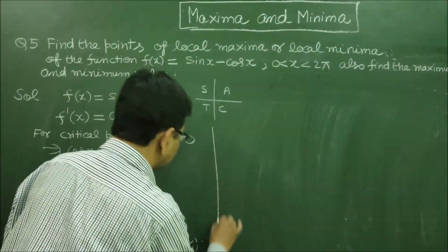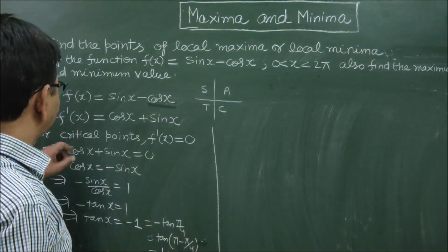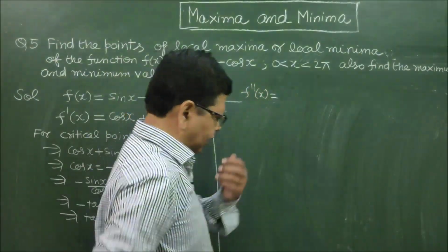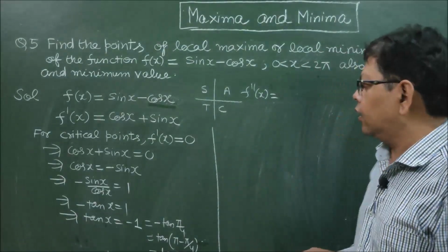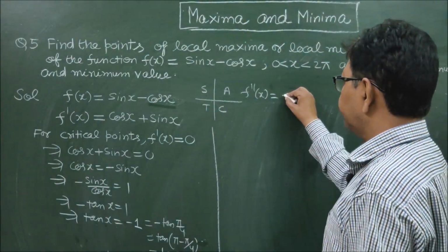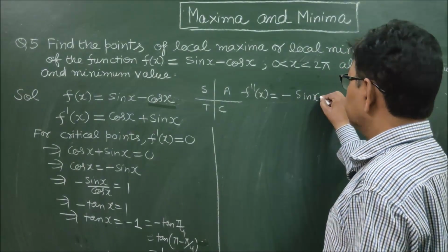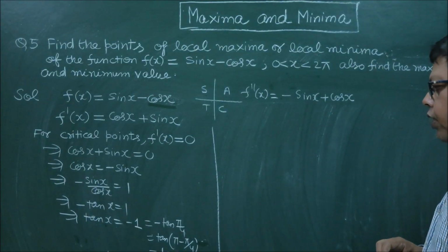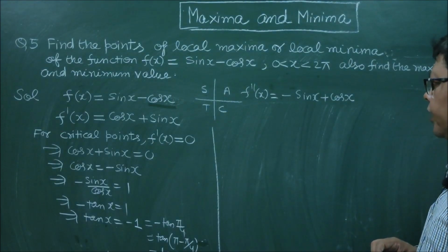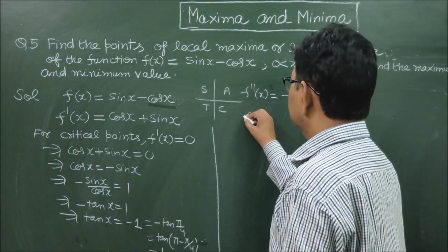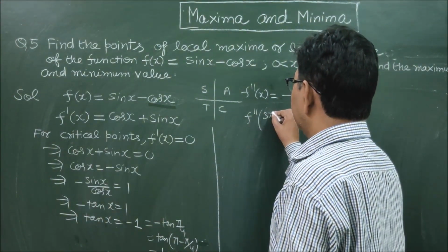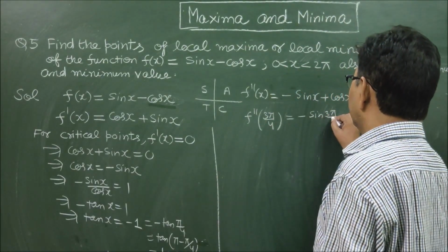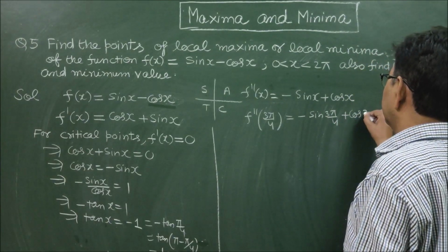So now let us find the second derivative of the function. f double dash x, the second derivative of the function, is equal to derivative of cos x, which is minus sin x, plus sin x, which is cos x. Now one by one we will check the sign of the second derivative, that is f double dash 3 pi by 4 is equal to minus sin 3 pi upon 4 plus cos 3 pi upon 4.